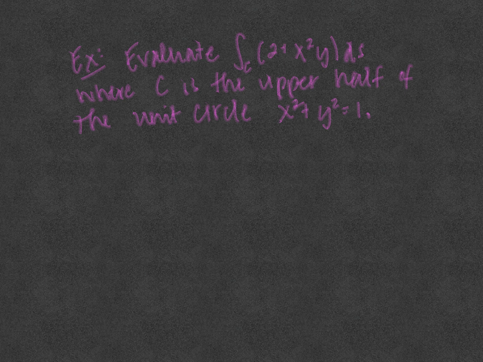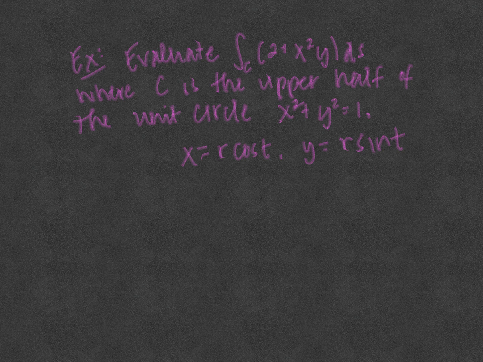This example says to evaluate the integral over the curve c of 2 plus x squared y with respect to the space, where c is the upper half of the unit circle, x squared plus y squared equals 1. If you think about the fact that we're putting it in terms of parametric, this leans into polar. Remember that a circle is x equals r cosine t, and y equals r sine t. That gives you a circle.